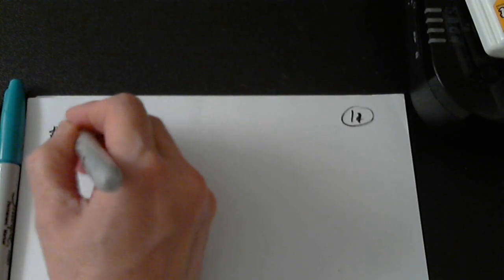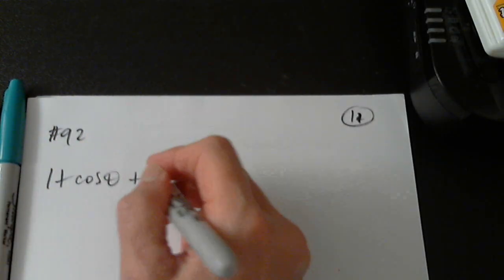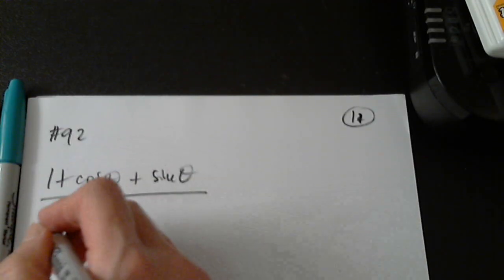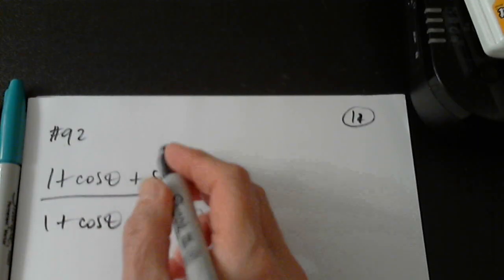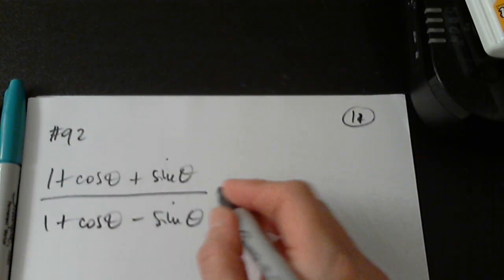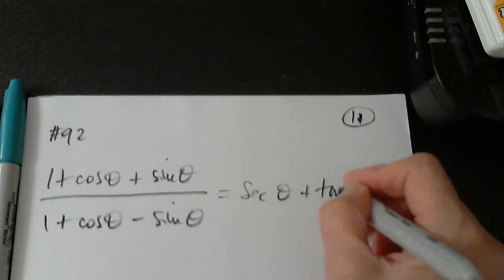There's a lot of writing with these. So 92, we said 1 plus cosine theta plus sine theta, everything divided by 1 plus cosine theta minus sine theta. They say it equals secant theta plus tangent theta.